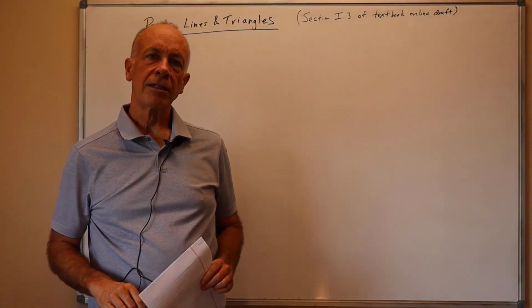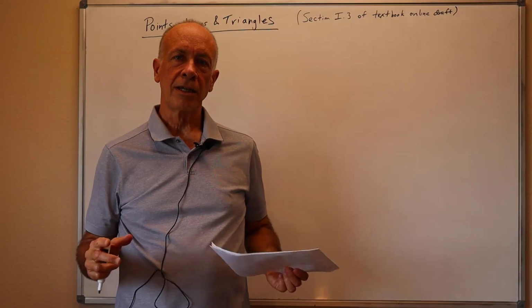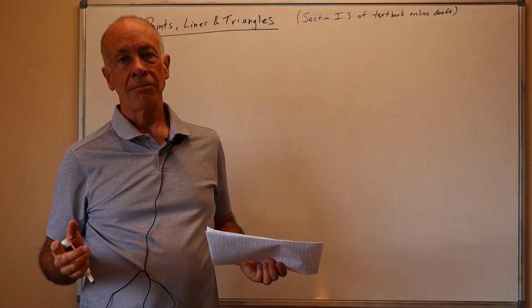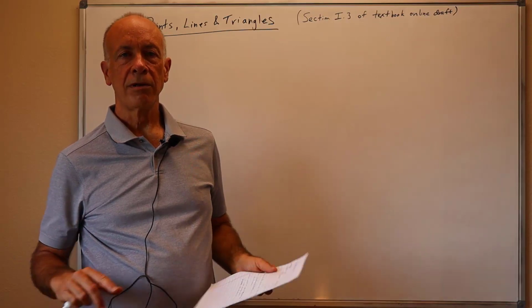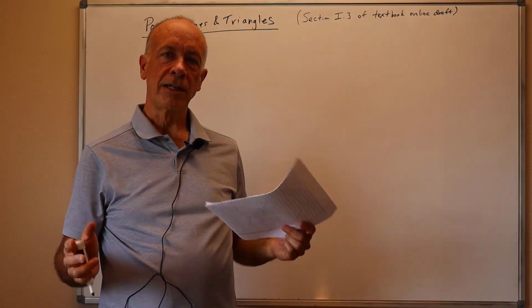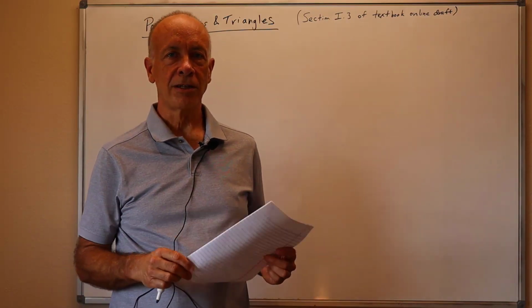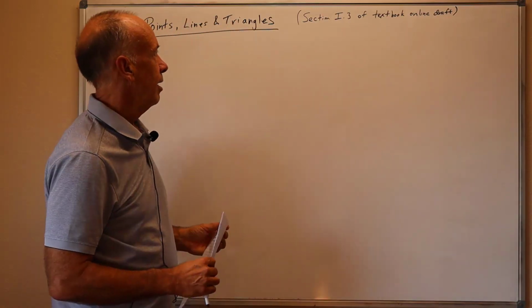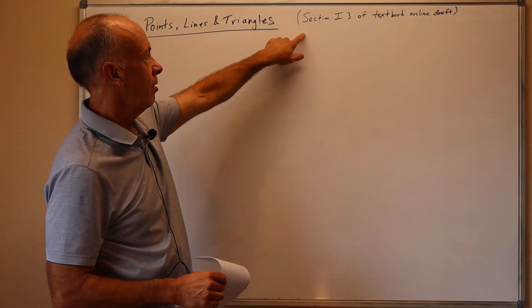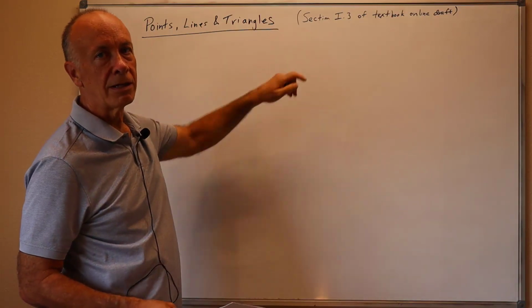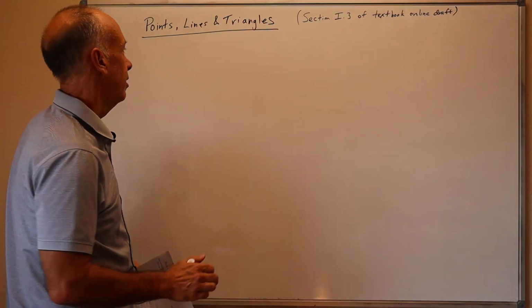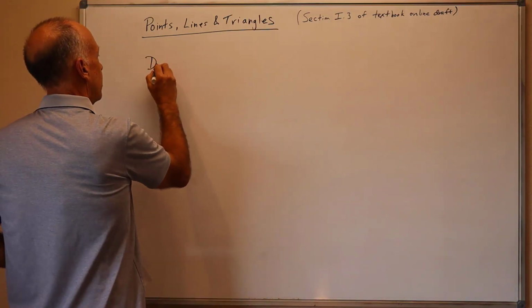Hello, in this presentation we'll talk about drawing points and lines and triangles in OpenGL. We're primarily interested in drawing triangles when we're rendering three-dimensional objects because we'll use triangles to form surfaces of solid objects, but we'll start with drawing points and lines first. This is taken from section 1.3 of the online textbook of the current draft, so you're encouraged to look there as well. So let's start with drawing points.